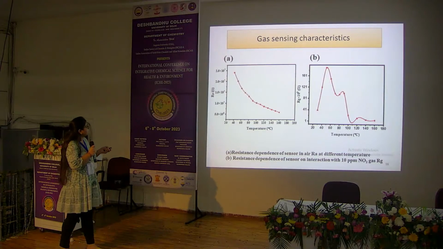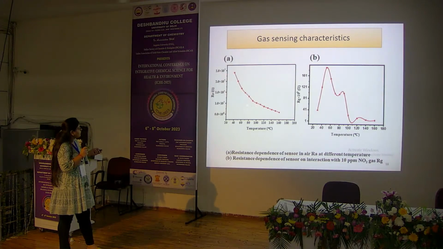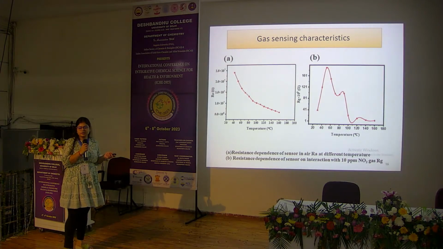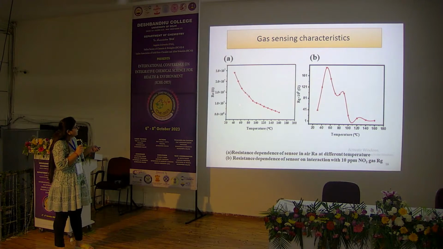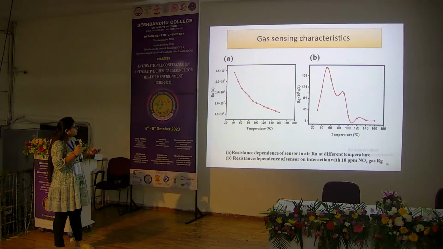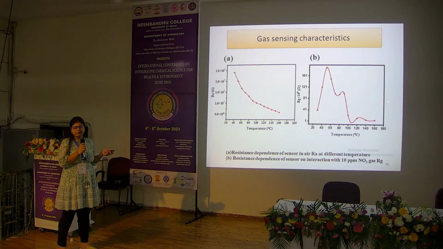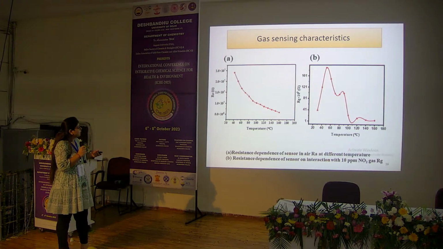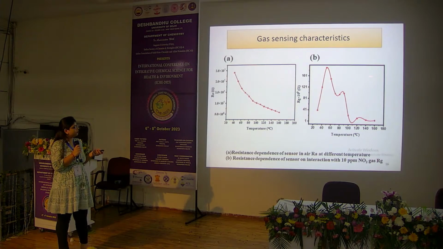So this is graph A. It represents the resistance dependence of the sensor in air. We see that with increasing temperature, resistance goes on decreasing, which is a typical behavior of a semiconducting material. This graph B represents the dependence of the sensor on interaction with 10 ppm of NO2 gas.